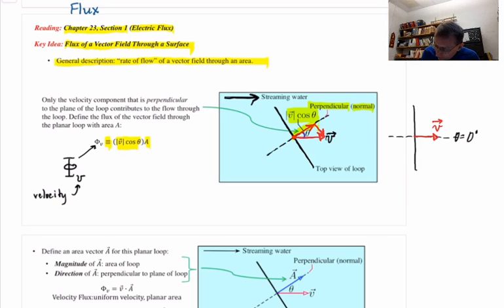Conversely, what if I hold the loop so that it is edge on to the water? The water is coming at it edge on. The perpendicular direction is that way, but the water flow, the velocity direction, is still to the right. Now the angle theta is exactly 90 degrees. And in the flux formula, I take the cosine of 90, I get 0. There is no flux in that case because the water is just skimming along the surface, not piercing, going through.